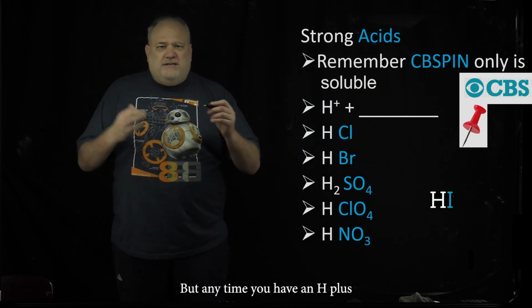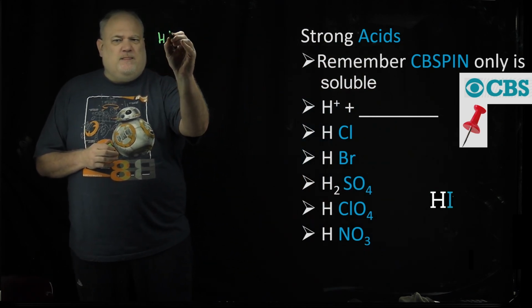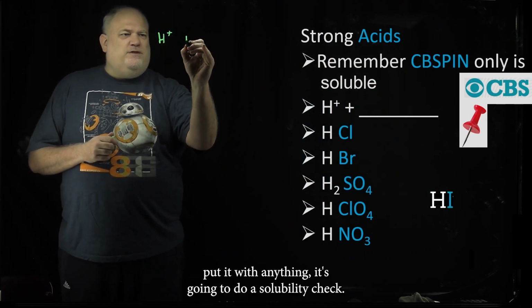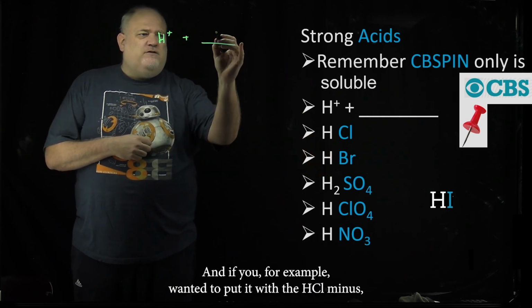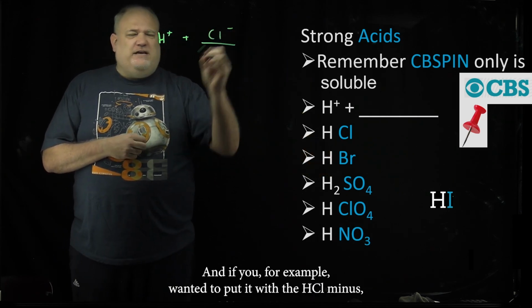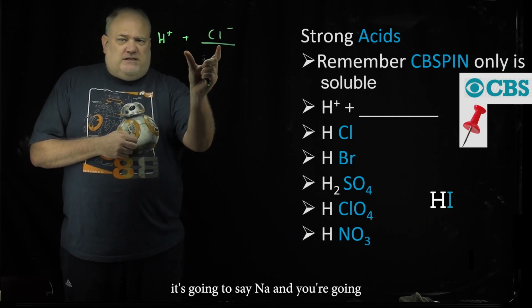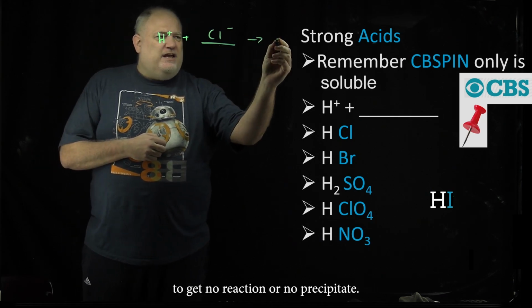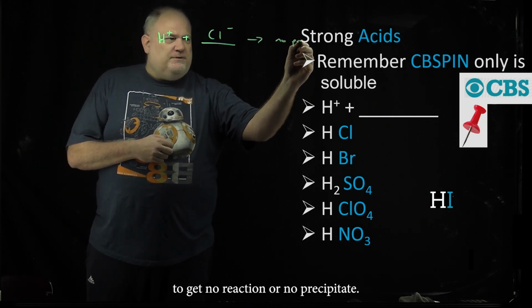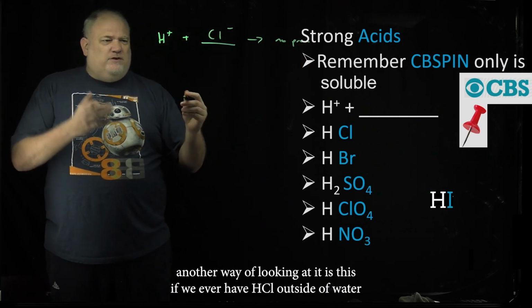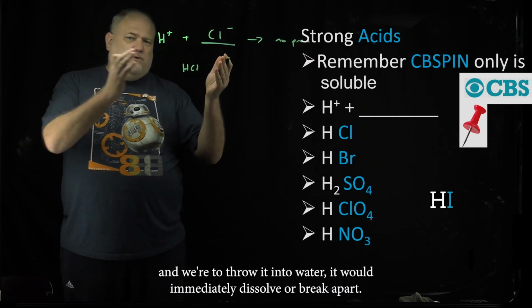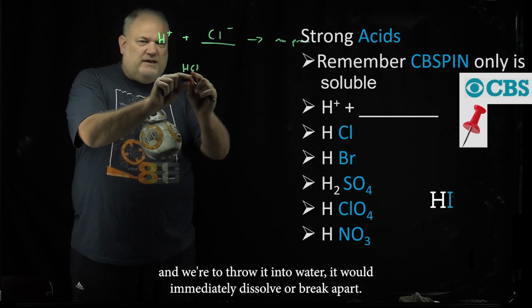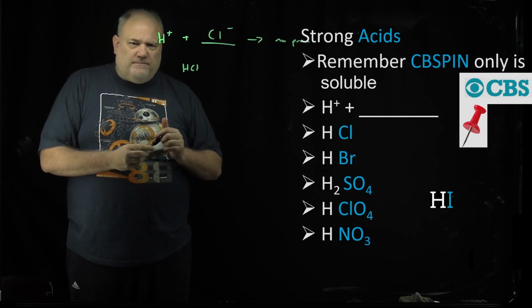But anytime you have an H plus and you try and put it with anything, it's going to do a solubility check. And if you, for example, wanted to put it with a Cl minus, it's going to say nah, and you're going to get no reaction or no precipitate. Another way of looking at it is this. If we were to ever have HCl outside of water and we were to throw it into water, it would immediately dissolve or break apart.